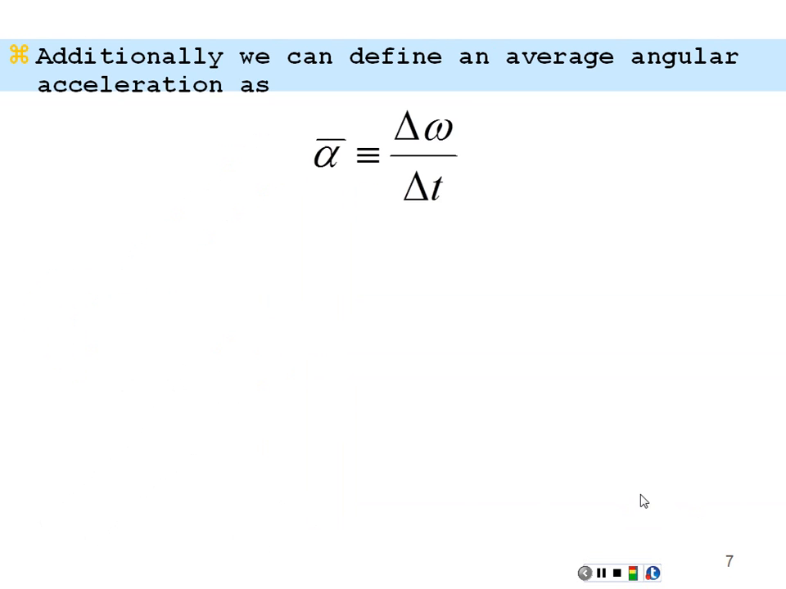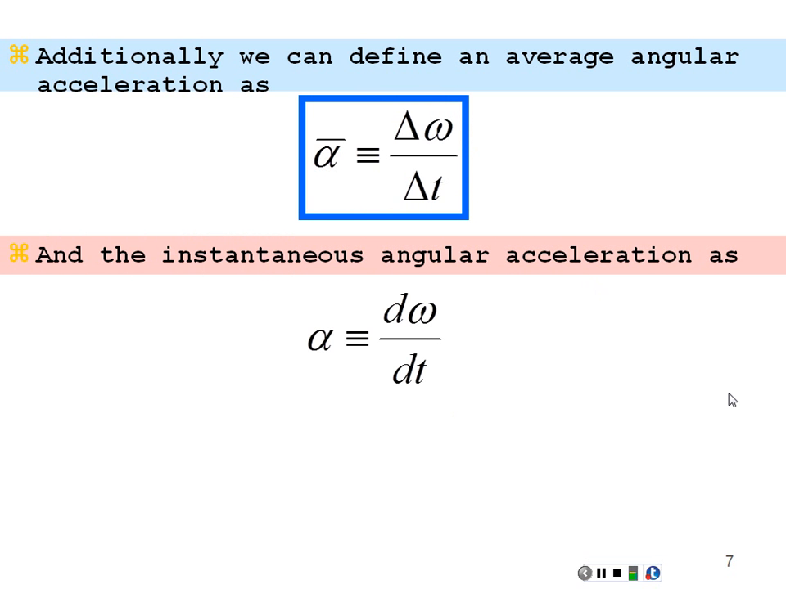We can also define an average angular acceleration, alpha bar, as being our change in angular speed over a change in time, and hence our instantaneous angular acceleration is the infinitesimal change in speed in the infinitesimal amount of time.